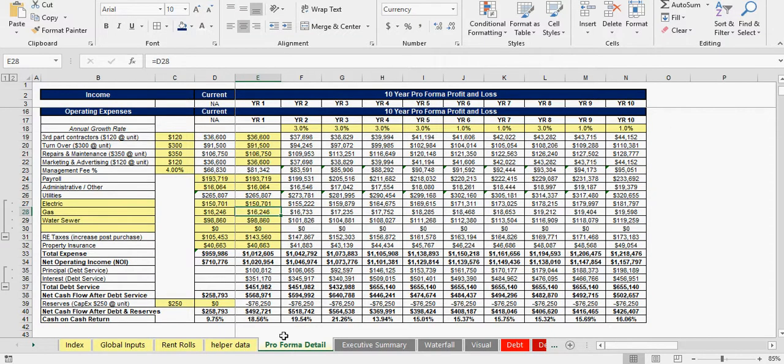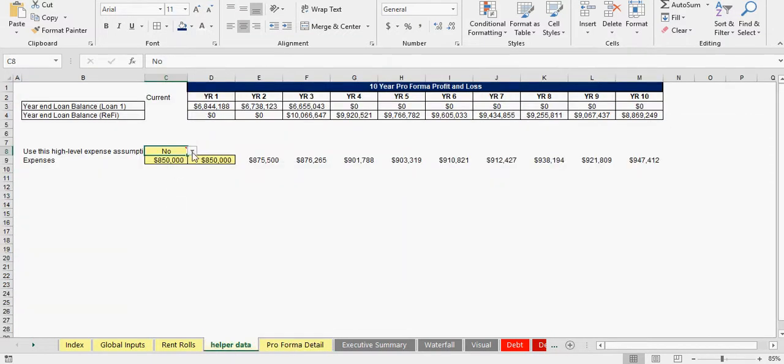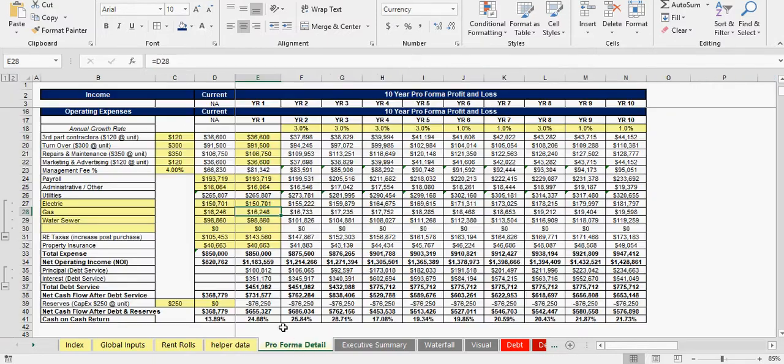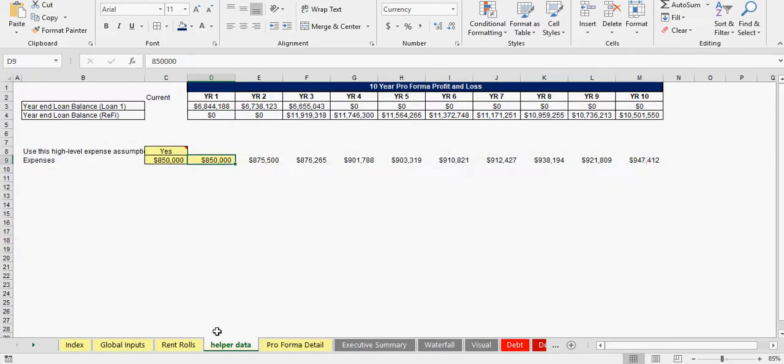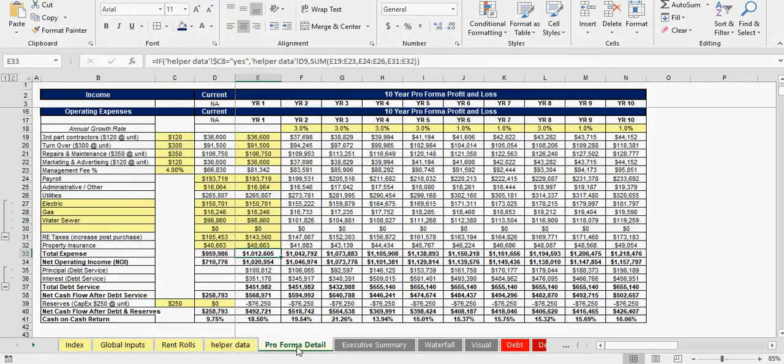Here's your expenses. You define each one per year based on these inputs all here in light yellow, and then it'll go. But if you choose on the helper data to hit yes, then you can see this 850 is just going to populate right here. It's going to ignore all of this and just start at 850 and then it will still increase by that percentage. So there's just some dynamics there that make this a bit easier to use quickly, depending on what you're doing, and if you don't want to go through all the details of your expenses.